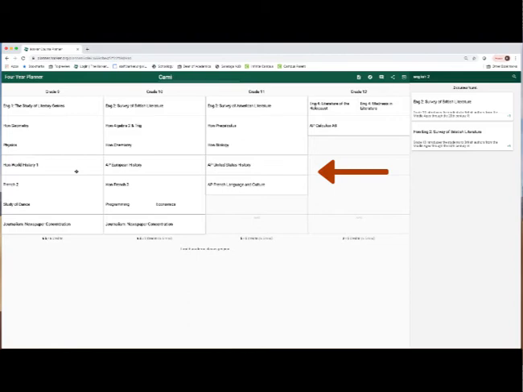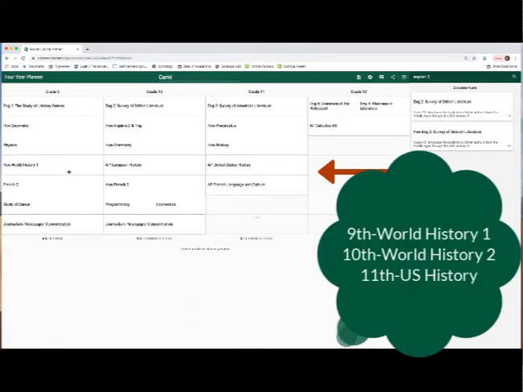Let's look at history now. Similar to science, we require 3 years of history with a standard progression. Students receive 2 years of world history education in 9th and 10th grade. 11th grade is U.S. history. In 9th grade, students take world history or honors world history 1. In 10th grade, there is an option for World History 2, Honors World History 2, AP World History Modern, or AP European History.